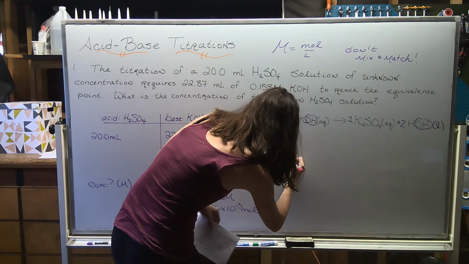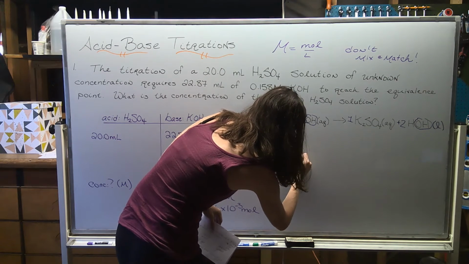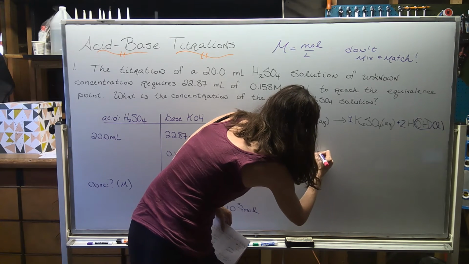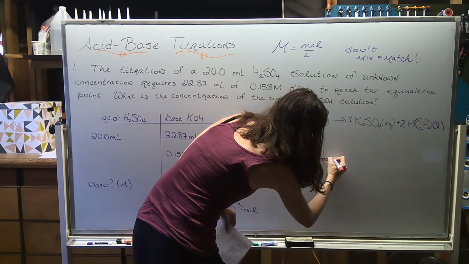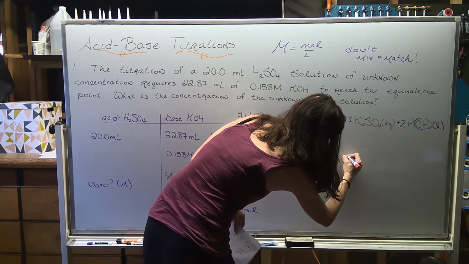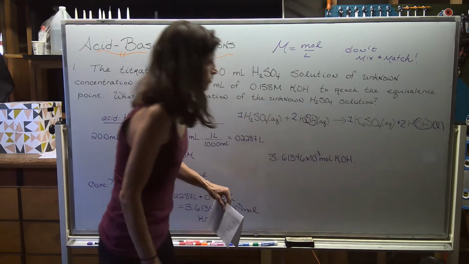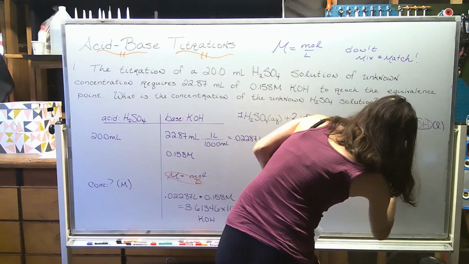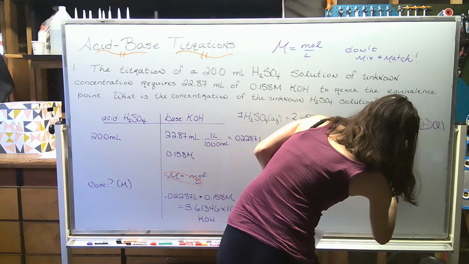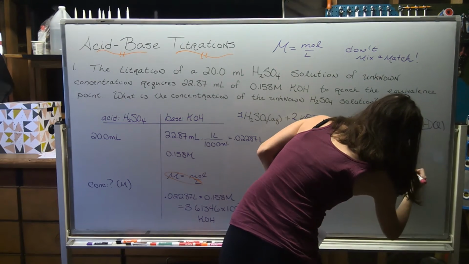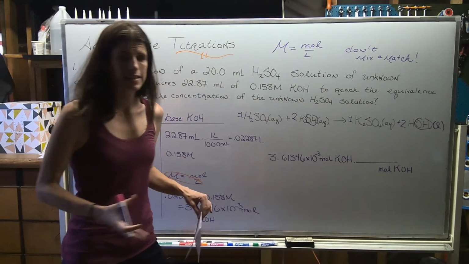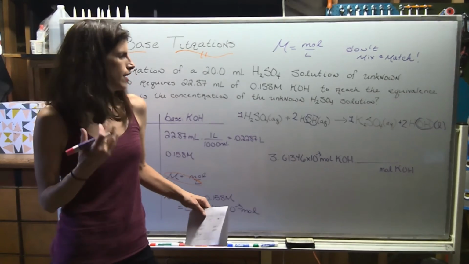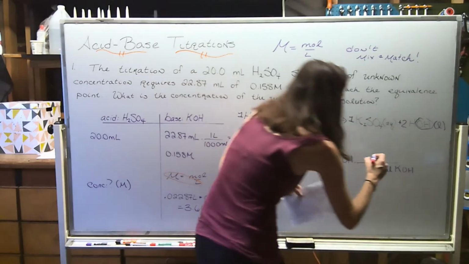So 3.61346 times 10 to the negative third moles of KOH. And then I'm trying to get rid of the moles of KOH, so I'll put that in the denominator. And the problem's asking me to solve for the concentration of the sulfuric acid. So it'd be sweet if I had the moles of sulfuric acid.